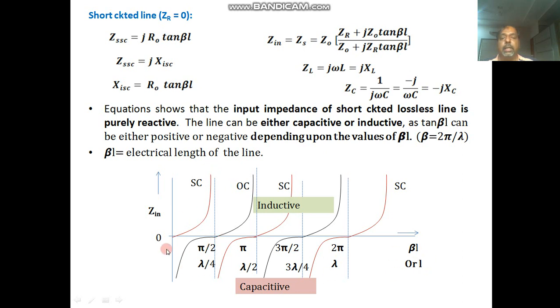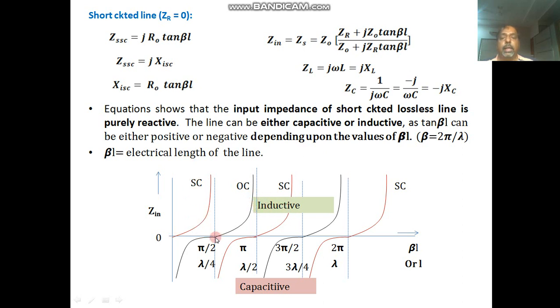So if beta L is between 0 and pi by 2, you will get variation of Z in from 0 to infinite. You see that you will get a positive value for beta L between 0 and pi by 2. So under the short circuit condition, Z in is a positive value, so it will act as an inductor.